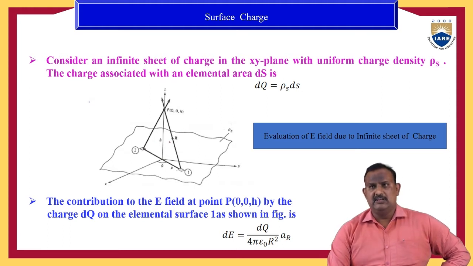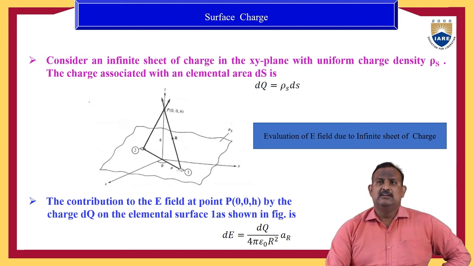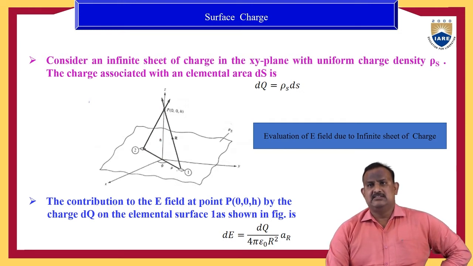To calculate the electric field intensity due to the surface charge, we assume a figure. From the figure, we can observe that the total charge is along the z-axis only. Because the total sheet is along the z-axis, the charge is along the z-axis only. In the x and y axes, we don't have the charge.